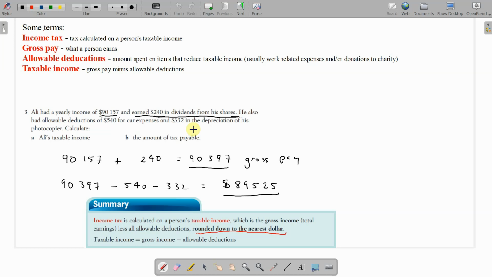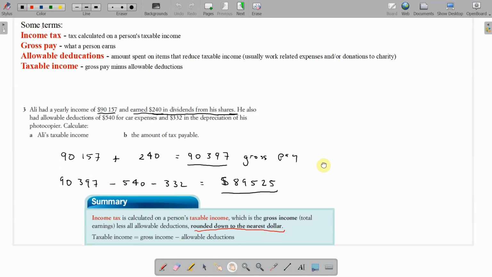Hello everyone, welcome to the second part of our look at income tax, section 804. At the end of last time we arrived at this figure for the person's taxable income. We added up their two incomes and got that as the gross pay, and this all relates to question 3 in the textbook. Then we took away their allowable deductions to get this, which is the taxable income.